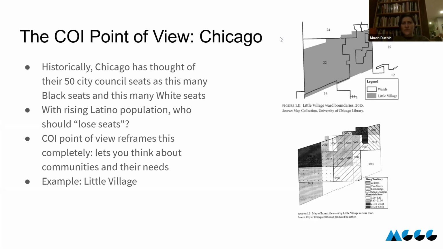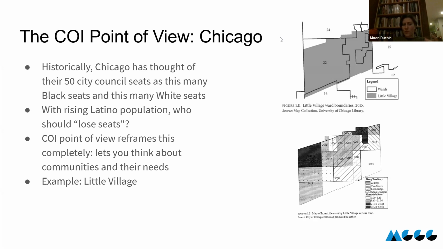And so those 50 seats, the question has been historically, how many Black seats and how many white seats, right? With a rising Latino population in Chicago, the question becomes every time the lines are redrawn, should we draw Latino seats? And then whose seats should that take away from? Should that diminish the number of Black seats or the number of white seats? I respectfully submit to you, this is not a really great community-focused way to think about what it is to draw a responsive good government districting plan.